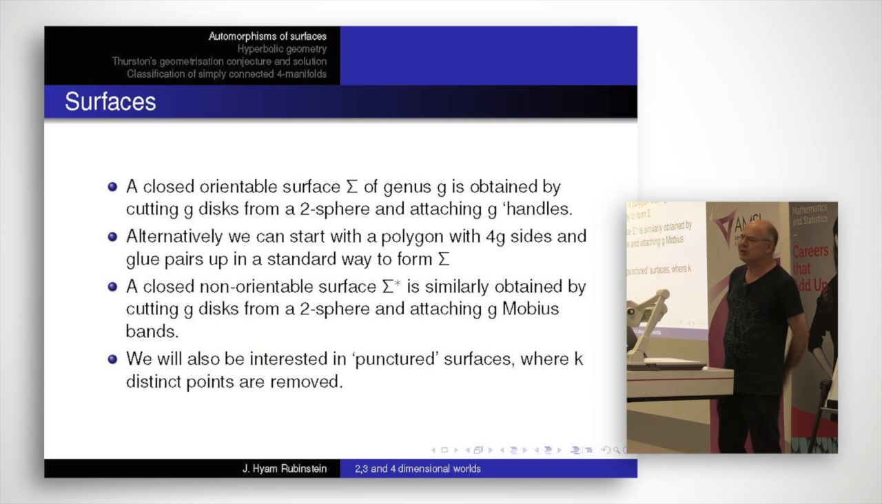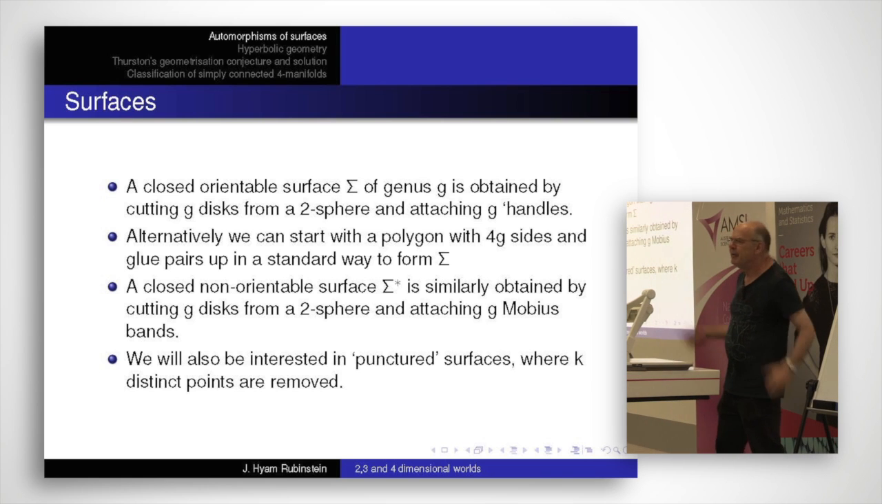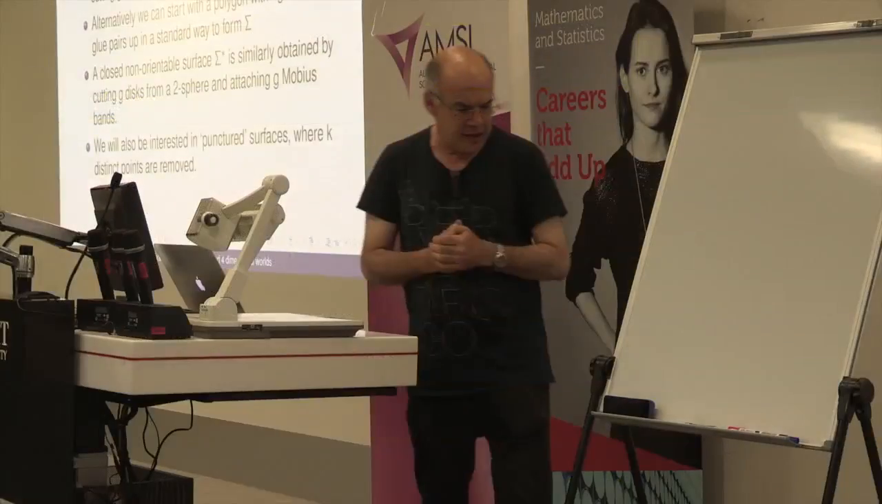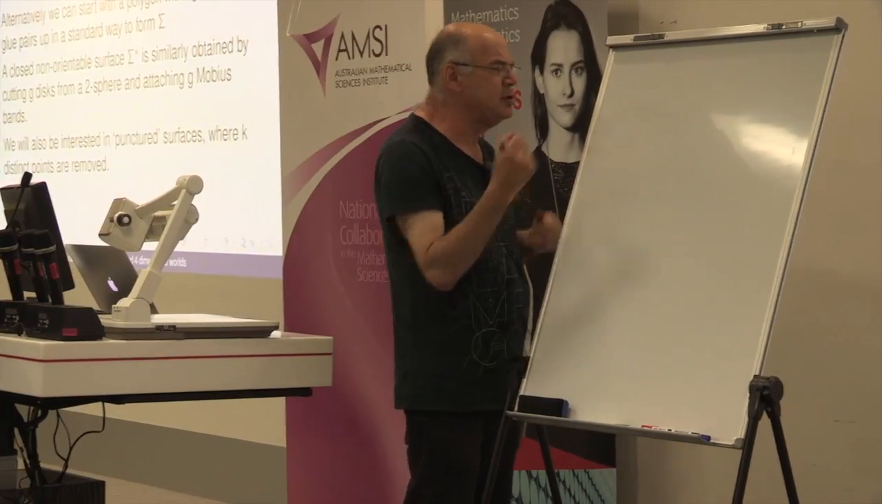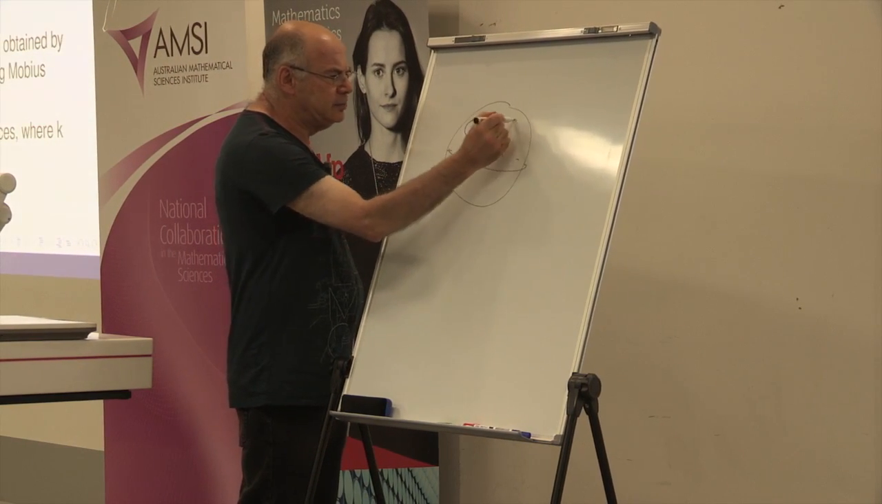Okay, so to start with surfaces, this is stuff which you probably have had some exposure to. Just to remind you and set the stage, we're going to think about closed surfaces, so surfaces with no boundary, compact surfaces. These are fundamental objects, and the simple way of thinking of the orientable case is that you start with a sphere, just a 2-dimensional sphere, and then you cut some holes in it.